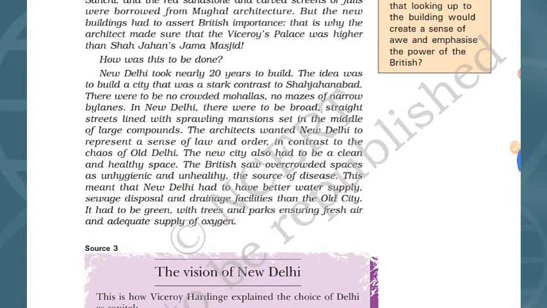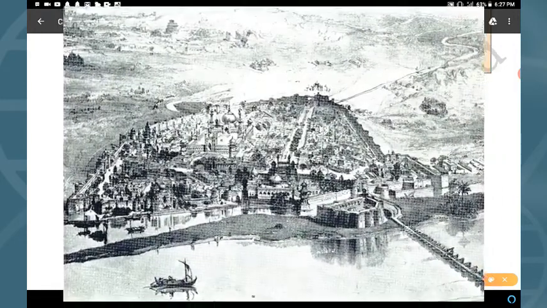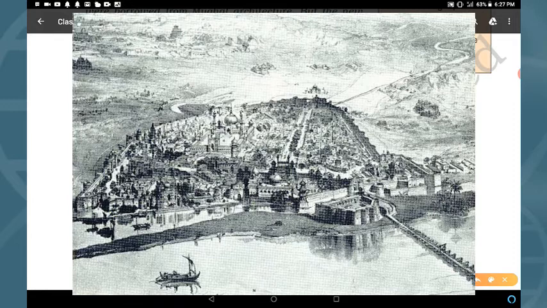New Delhi took nearly 20 years to build. Approximately 20 years duration was observed to build New Delhi. The idea was to build a city that was a stark contrast to Shahjahanabad. There were to be no crowded mohallas, no mazes of narrow bylanes in New Delhi. There were to be broad, straight streets lined with sprawling mansions set in the middle of large compounds.